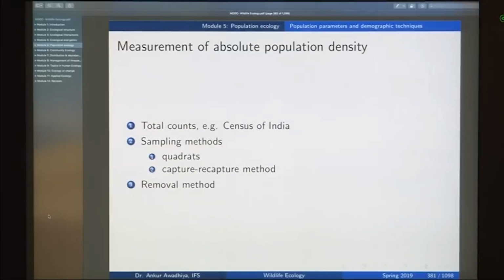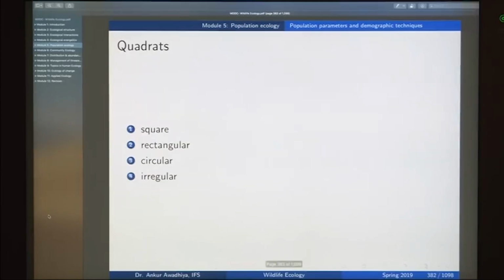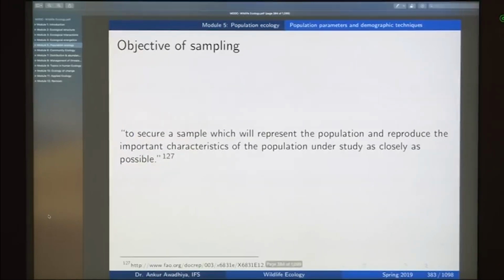Then absolute population density can be measured in terms of total counts, such as the census of India, in which each and every individual is counted, or you can go for a sampling method in which you take a small sample of the whole population. This could include quadrats or the capture-recapture method, and the third one is the removal method, which we typically do not use in the Indian context because we have a ban on hunting animals. Then we looked at different kinds of quadrats.